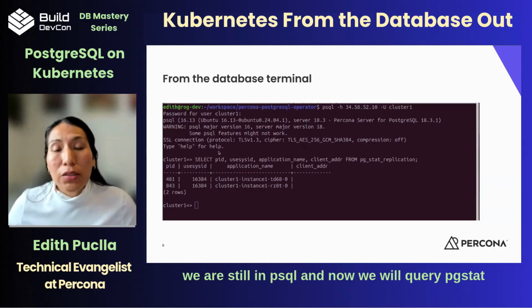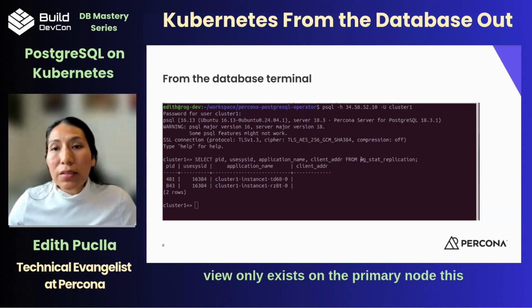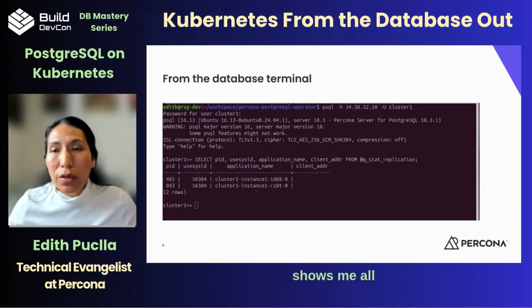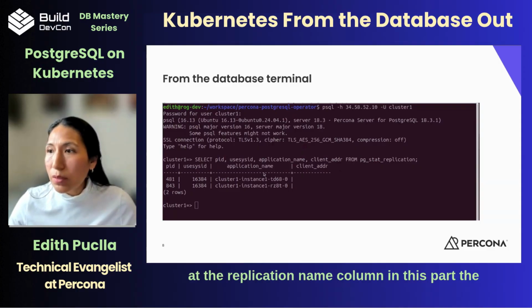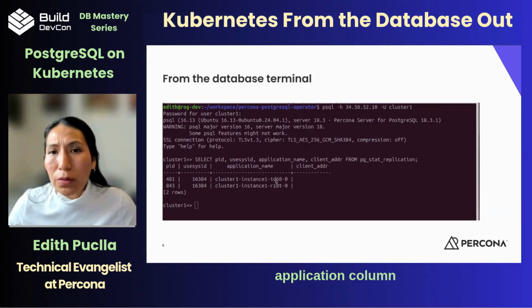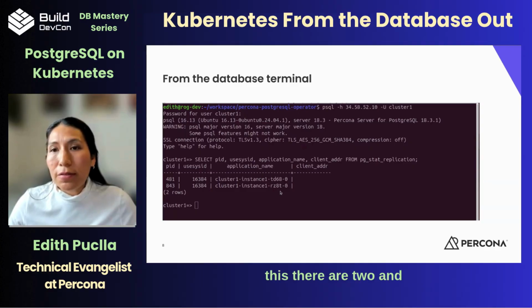And we are still in psql, and now we will query pg_stat_replication. This view only exists on the primary node. This shows me all the replicas connected to the primary for replication. Look at the application name column in this part. We have the cluster instance with this name, and we have another cluster instance.